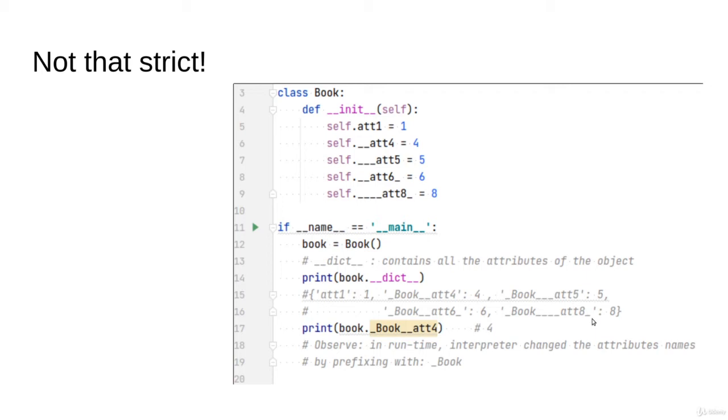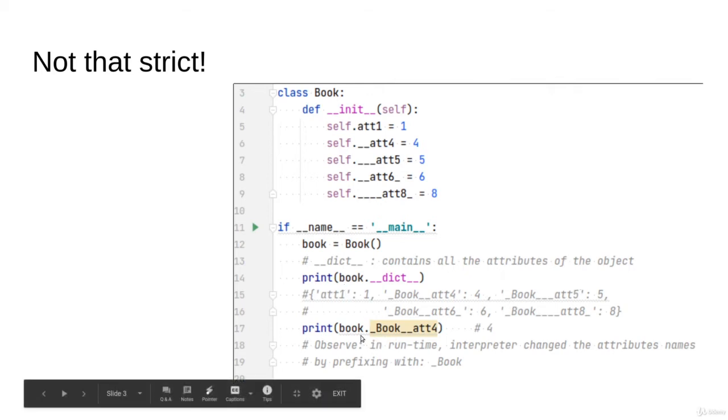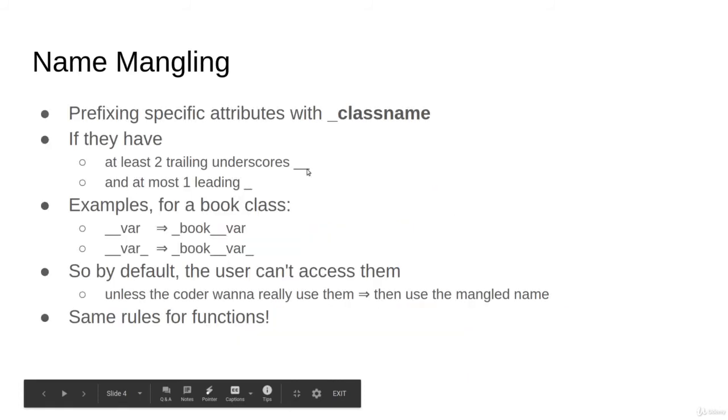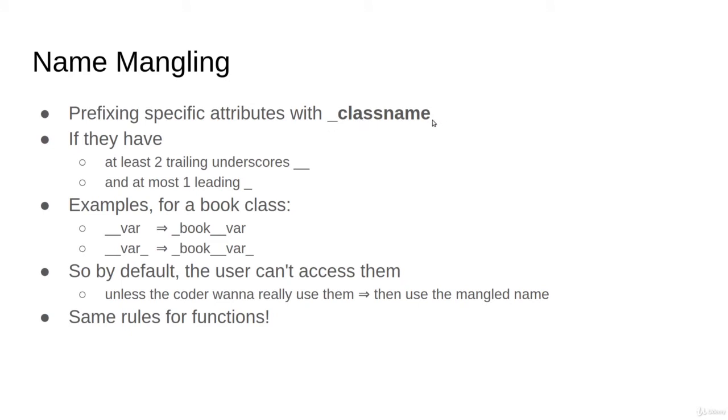When you view them, you will notice that attribute 4, 5, 6 and 8, which had problems, are prefixed with underscore book, and this is very interesting. However, our attribute 1 is as it is. Let's now try to access using dot and then put this changed name here. Now you find it working.